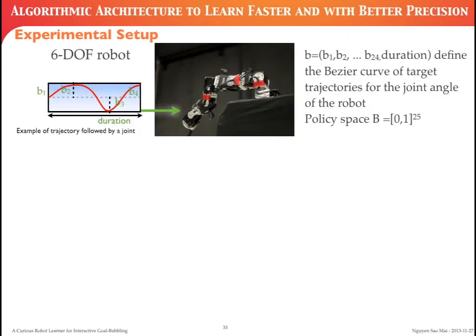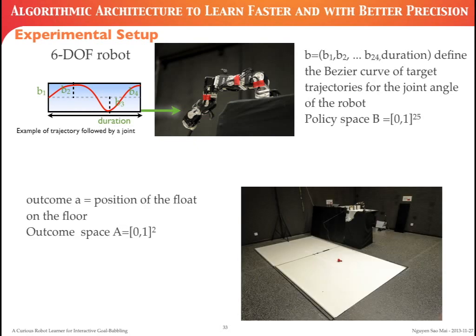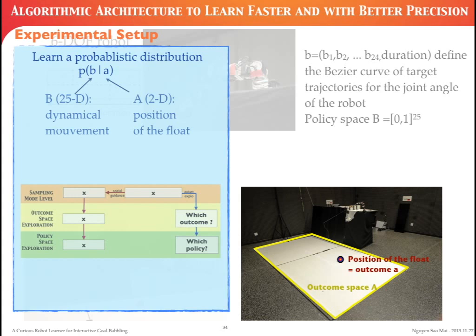So we use the 6-degree-of-freedom robot arm, which is controlled by 25 dimensions. These 25 parameters define the Bezier curve of the target trajectories, which is the target trajectory for each PID controller of the motors. Which means that the policy space is 25-dimensional, and the outcome space is the surface on the floor, which is a 2-dimensional space. So we are learning a probabilistic distribution P of a given b: given a position of the float, which dynamic movement should you perform to reach it?